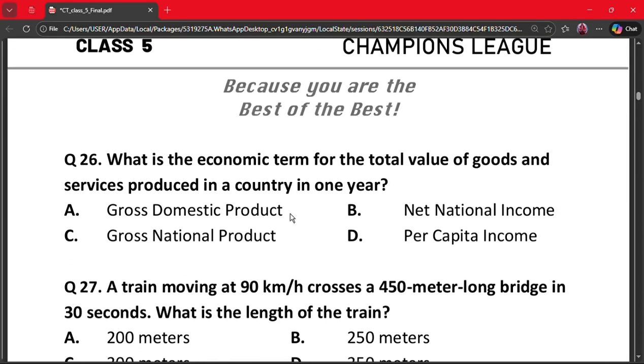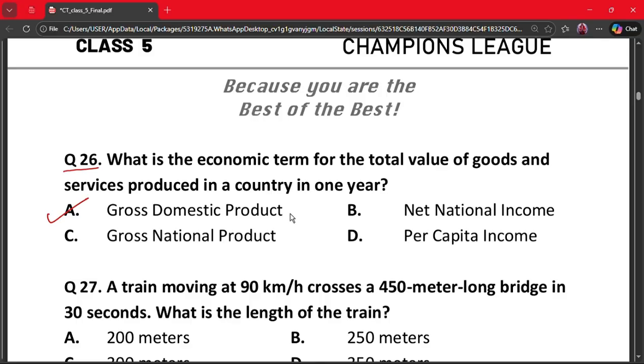Our next question is question number 26. What is the economic term for the total value of goods and services produced in a country in 1 year? A. Gross domestic product. B. Net national income. C. Gross national product. And D. Per capita income. So here the correct answer is option A, that is gross domestic product, GDP.